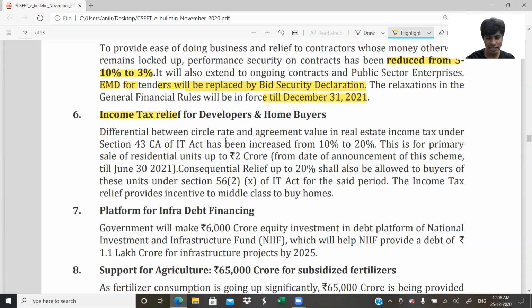So income tax relief for developers and home buyers. Now, I want to buy a house. So when I go buy a house, there's a seller. He tells me that this house is 2.5 crores. I'll say thumbs up, I'm going to buy it. So he sells it to me for 2.5 crores. I buy it for 2.5 crores. I am happy buying. Seller is happy selling.